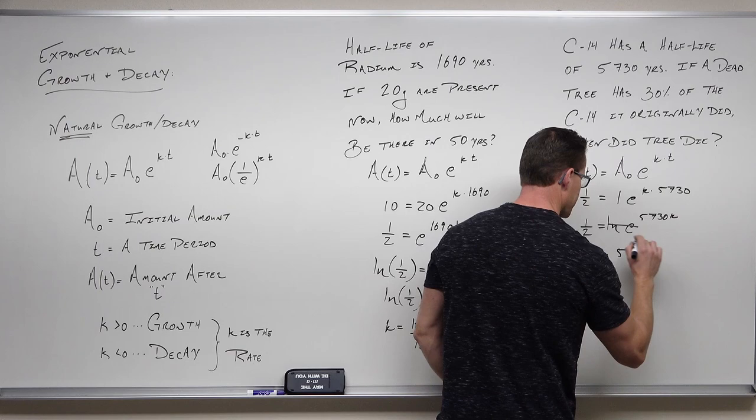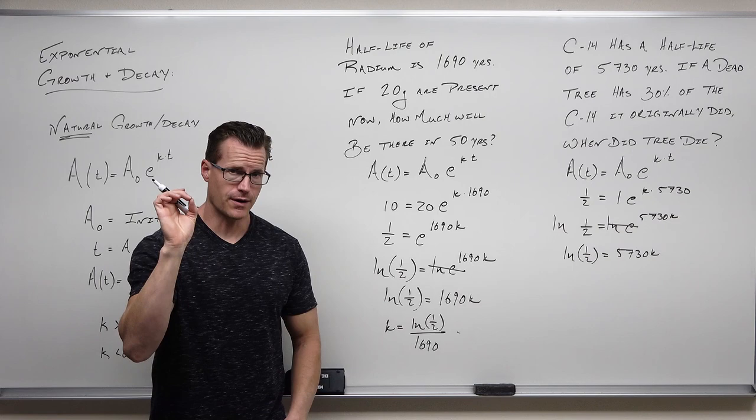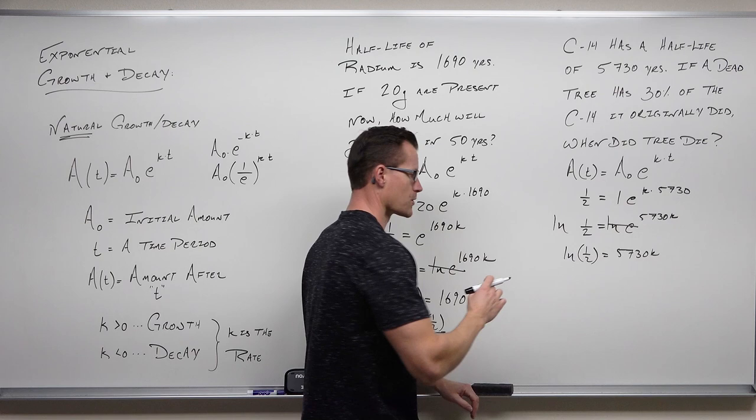You probably should see at this point that half-life is going to look a lot like this a lot of the time. Because if it says half-life is this many years, well, then we know that 0.5 or one half is going to equal e to the whatever that number of years is times k. It'll let you solve for the k. So let's do that. Let's divide by 5,730.